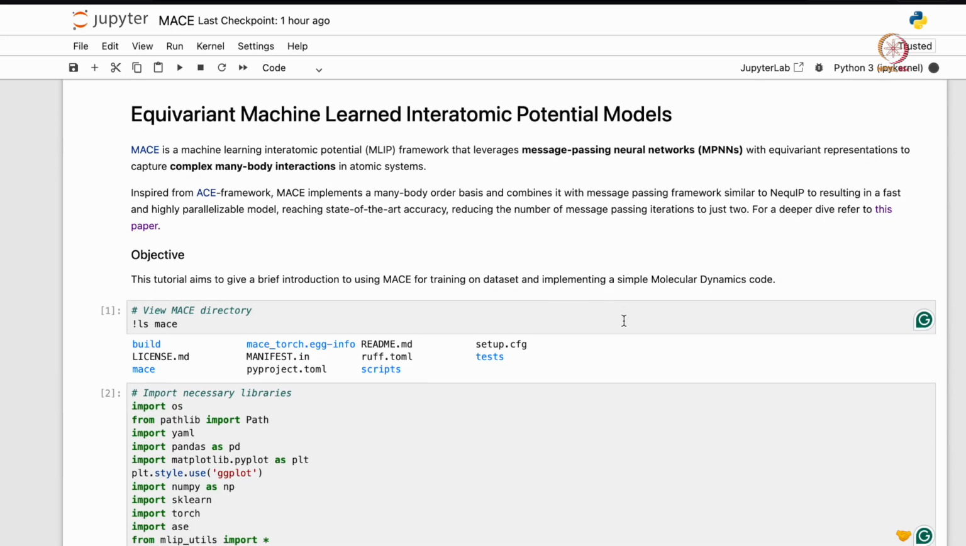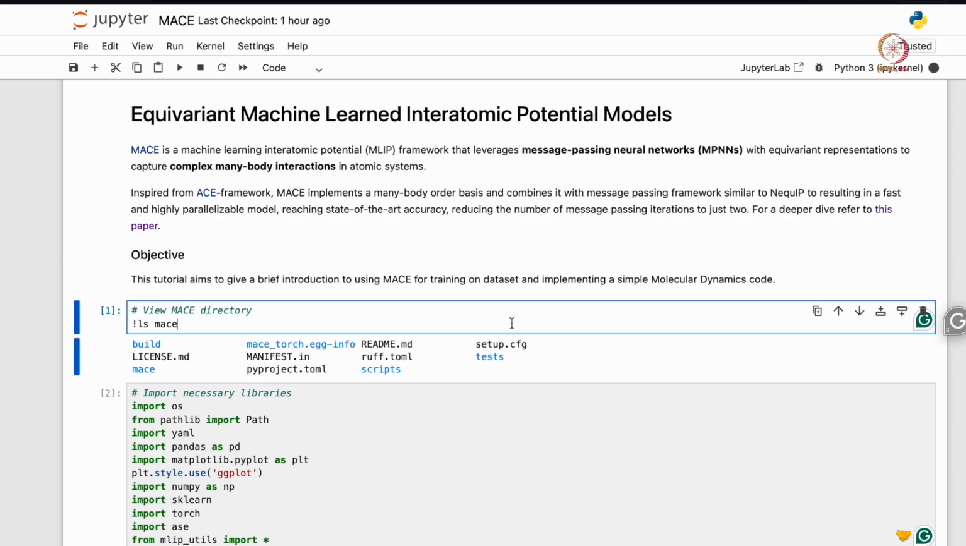So in this tutorial, we will be training a MACE model from scratch using an ab initio molecular dynamics data set, and we will use this trained potential to do some molecular dynamics simulation and see how the energies converge when we simulate at high temperatures.